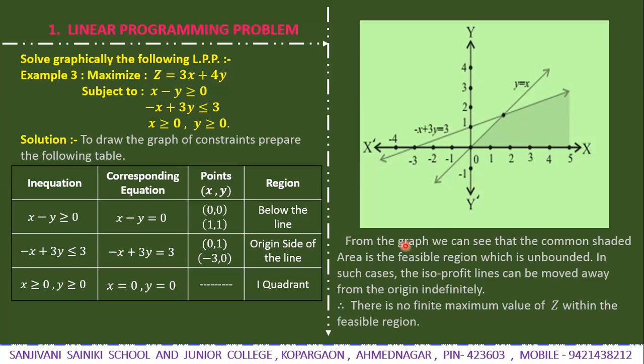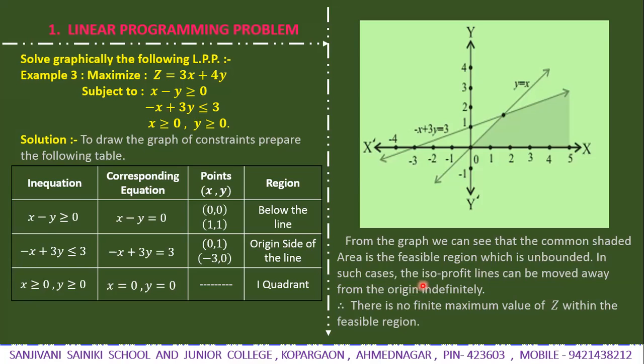Then from the graph we can see that the common shaded area, the feasible region, is unbounded. This region is unbounded, and the problem is of maximization. So whenever you go away from the origin, you'll get a larger and larger value. It will never stop. So the area of the feasible region is unbounded.